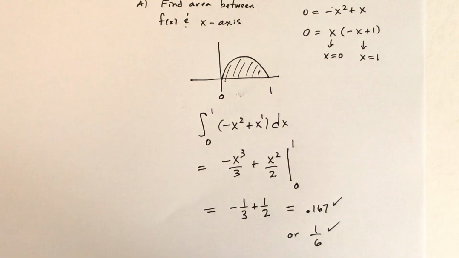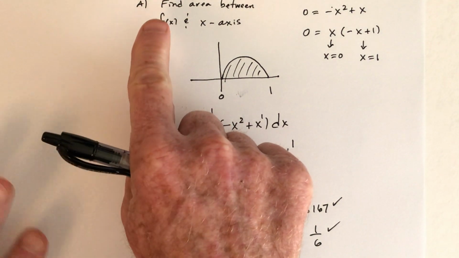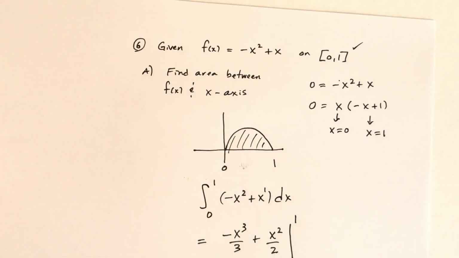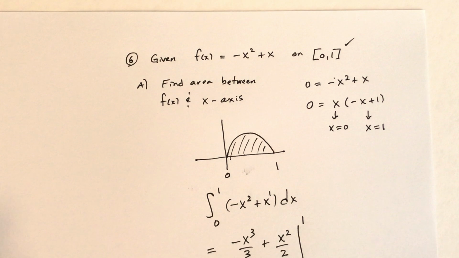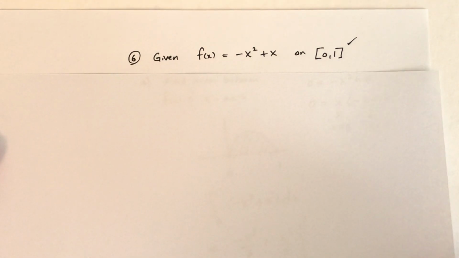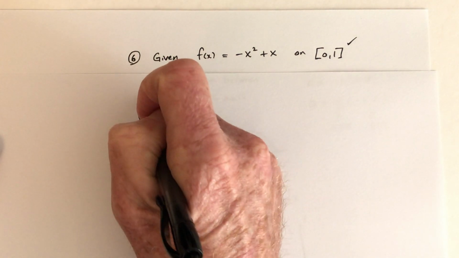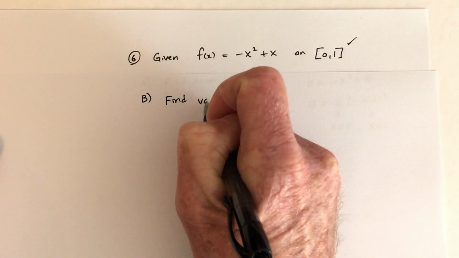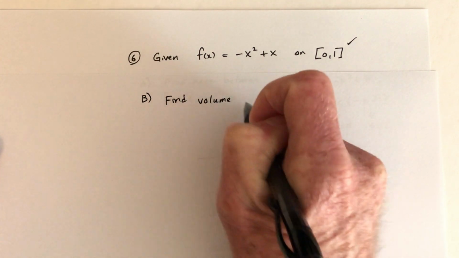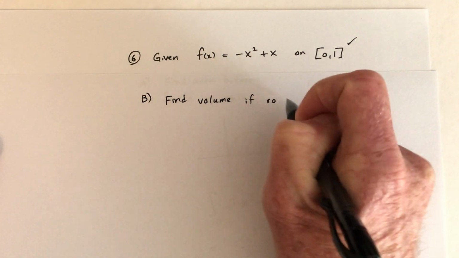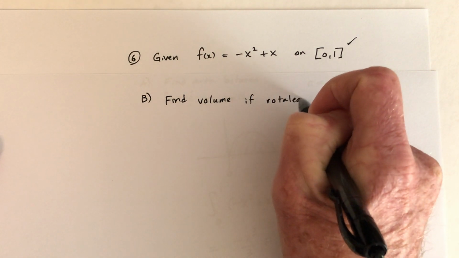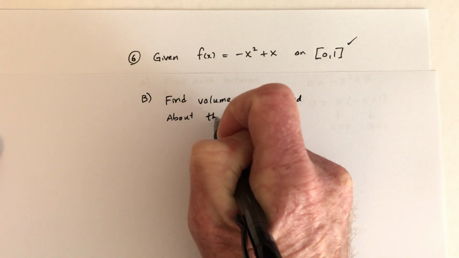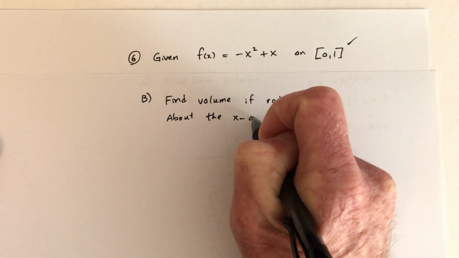Okay, but that's not all, because as you can see, that's part A. What about part B? Good question. So part B is going to take the same area and then find volume if this region is rotated about the x-axis.